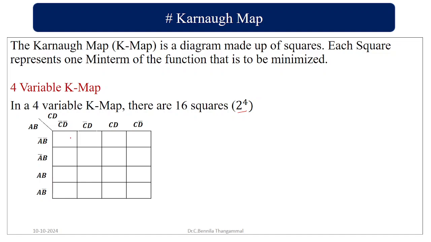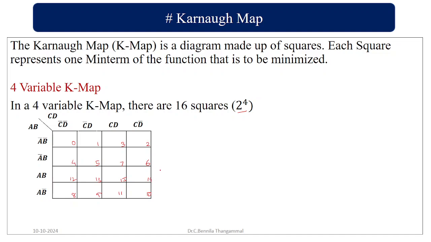So 0, 0, 0, 0, the decimal value is 0. 0, 0, 0, 1 is 1. 0, 0, 1, 1 is 3. 0, 0, 1, 0 is going to be 2. Similarly, you find the corresponding decimal values. So 4, 5, 7, 6. And here it is going to be 1, 0, 0, 0, so this is going to be 8, 9, 11, 10. And here this is going to be 12, 13, 15 and then 14.